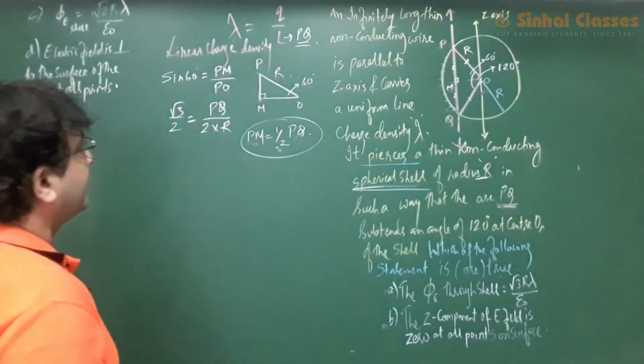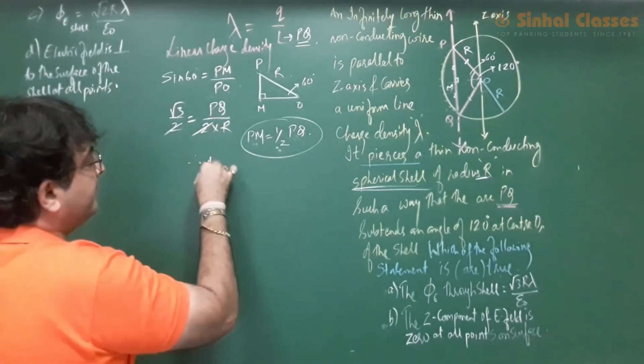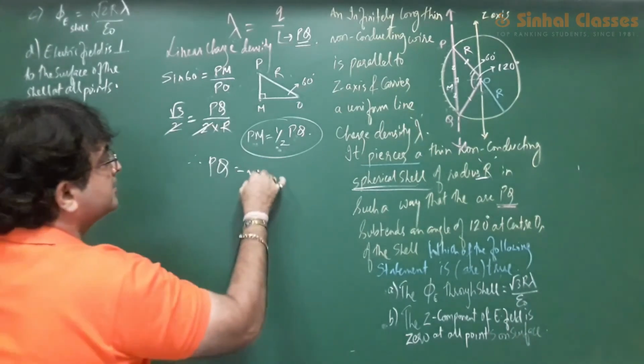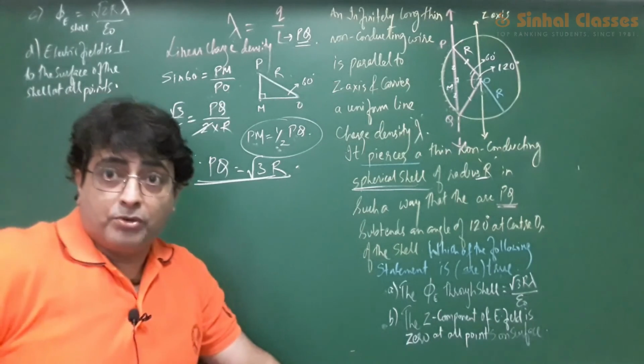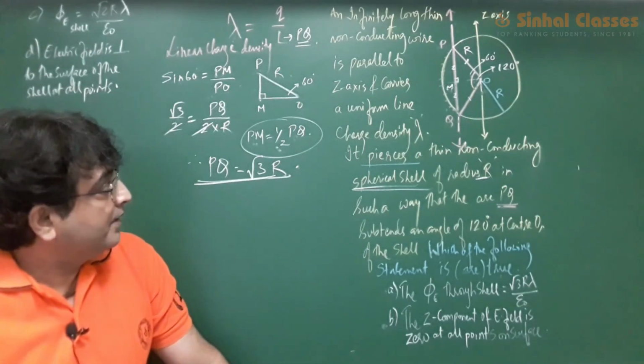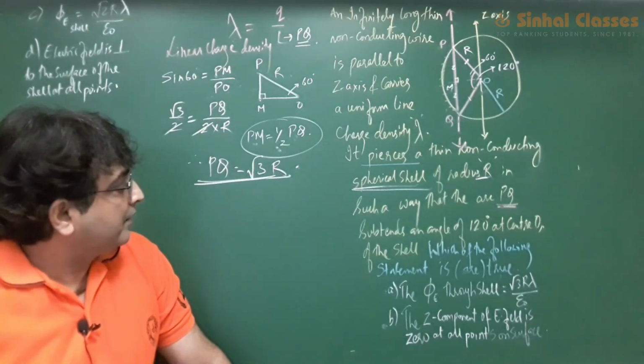Now when you move further ahead, what am I getting as the value of PQ? So 2 and 2 will get cancelled. Therefore, what exactly is PQ? So this is root 3 into capital R, we consider. Of course, that's what we consider. Now, the answer for the students is root 3 into capital R.